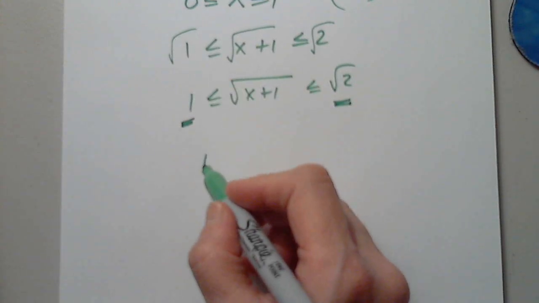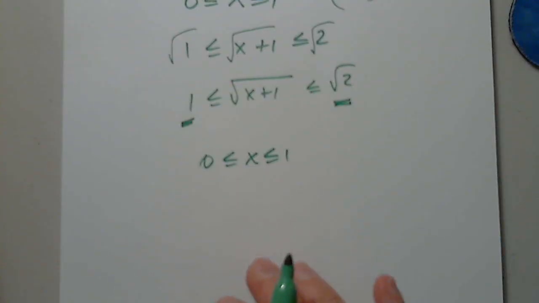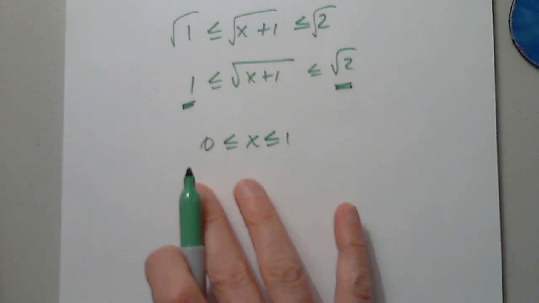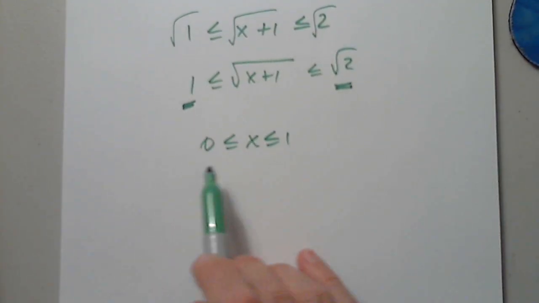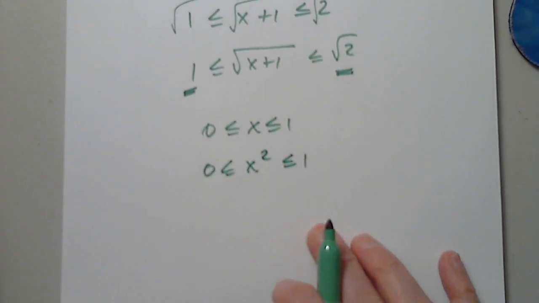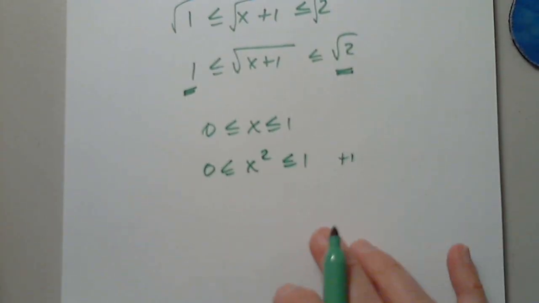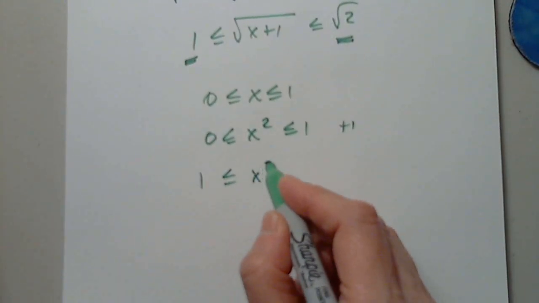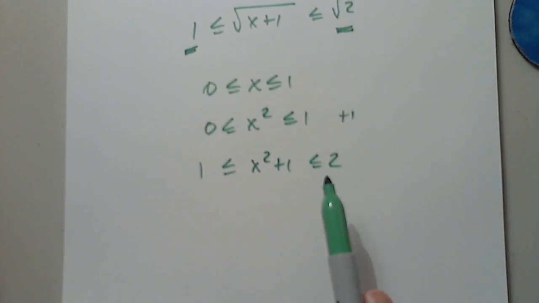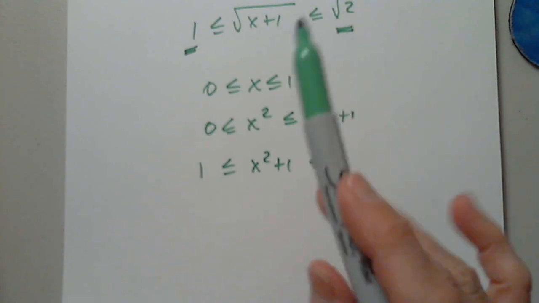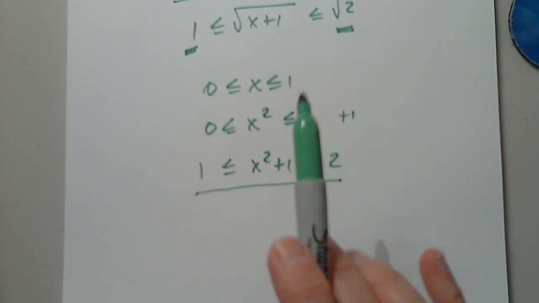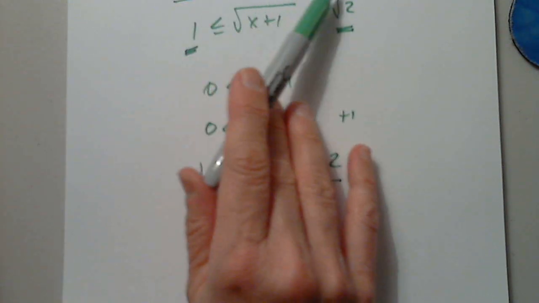So I still start with x between 0 and 1, but this one has x squared. Can I square everything? I can, because they're positive. 0 less than or equal to x squared, less than or equal to 1. Then, of course, I'm going to add 1. And I have 1 less than or equal to x squared plus 1 less than or equal to 2. So I didn't make a lot of headway. Why? Because I got exactly the same thing as for 1 and x plus 1.